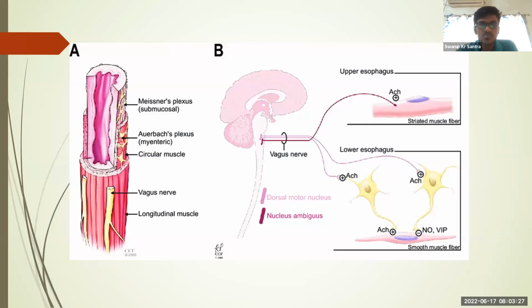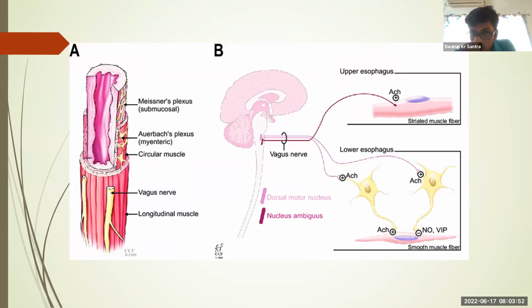And next, there is an enteric nervous system present in the GIT, which comprises 2 plexuses. The first one is the Auerbach plexus or myenteric plexus, which is situated between the outer longitudinal and inner circular muscle layers, and the Meissner or submucosal plexus, which is present in the submucosa.